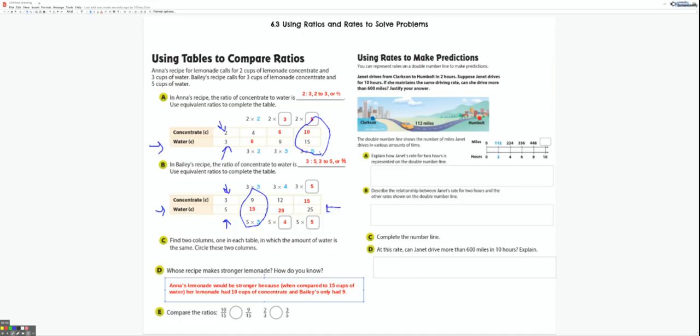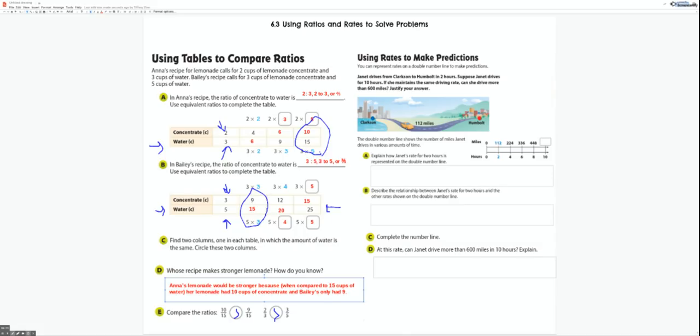On E, it says compare the ratios, and these are the ratios we just worked with. So 10 to 15 is larger than 9 to 15, and then these are the original ratios. So Anna's lemonade was stronger than Bailey's. Anna's original ratio is 2 to 3. Bailey's was the one that was 3 to 5, and since Anna's is stronger, it's still going to be her that wins, her that is greater in this case.